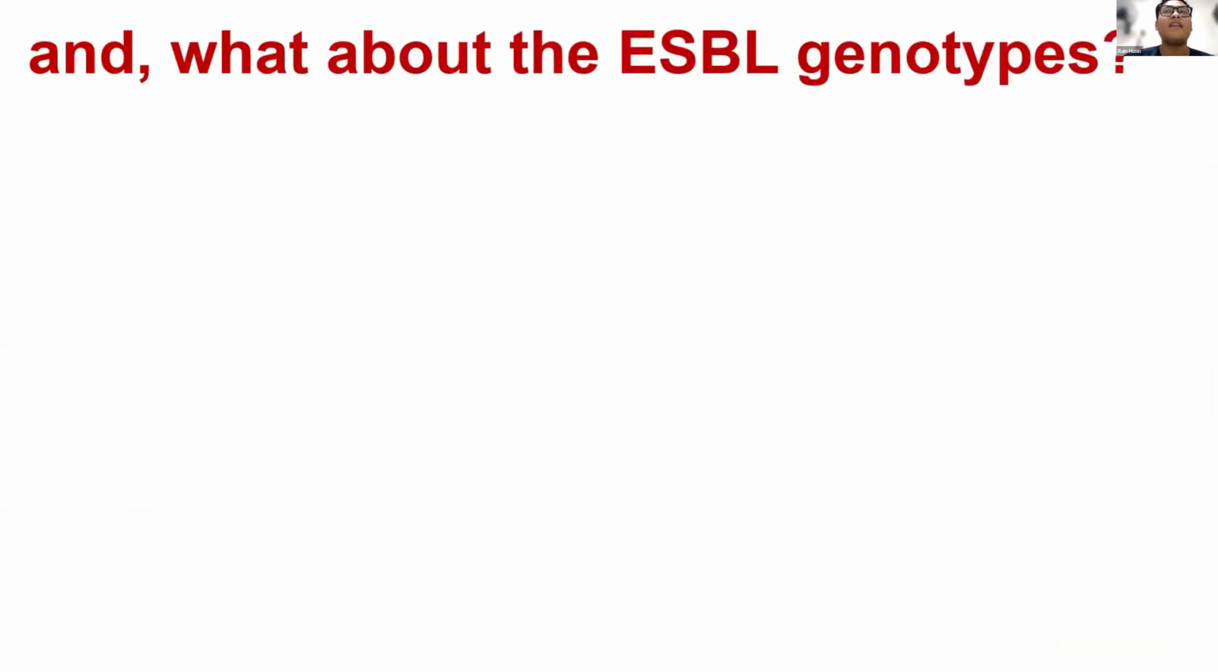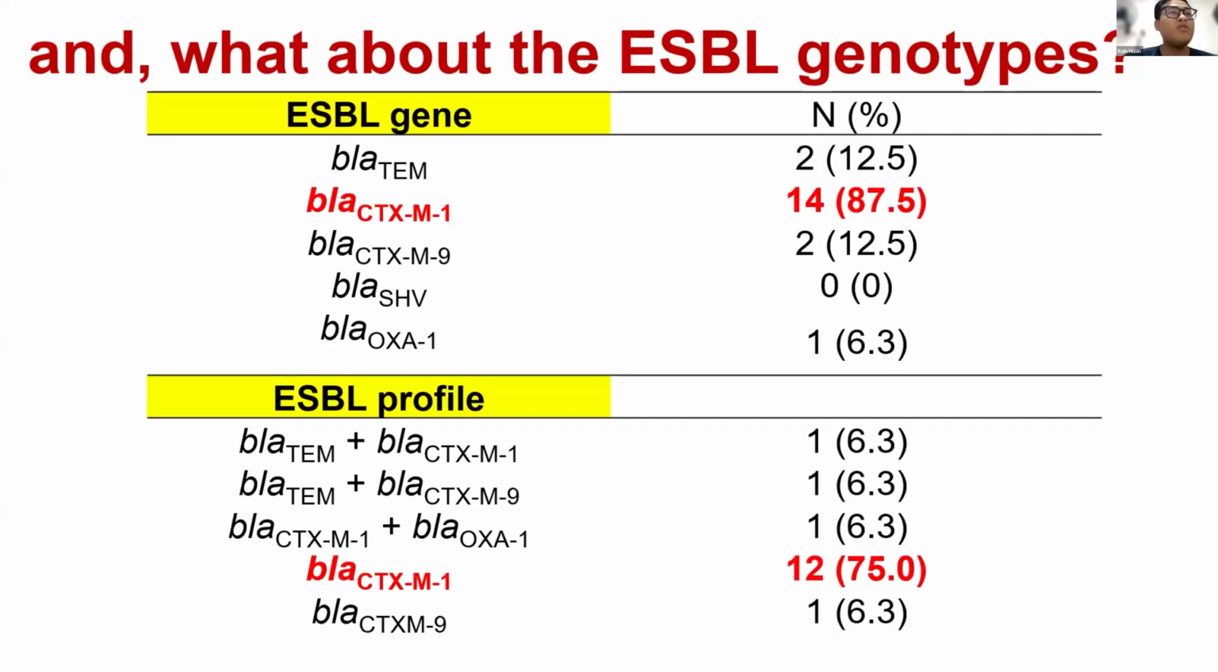Now let's take a look at the genotype of these strains. Using the PCR method, we performed an ESBL genotype analysis to determine the prevalence of the ESBL genes. The most dominant ESBL gene that we found in our sample is blaCTX-M-1, with 87.5% of the strains carrying this gene. In terms of profile, 75% of these ESBL-EC strains only harbored blaCTX-M-1, while the remaining strains either carry blaCTX-M-1 with additional genes or a variant of the CTX-M genes.